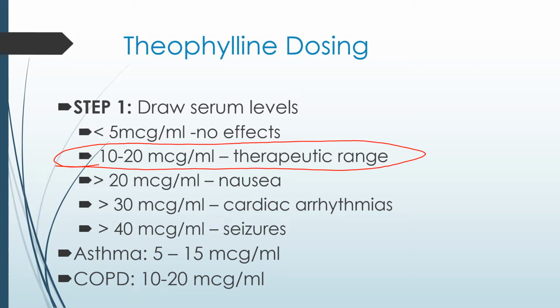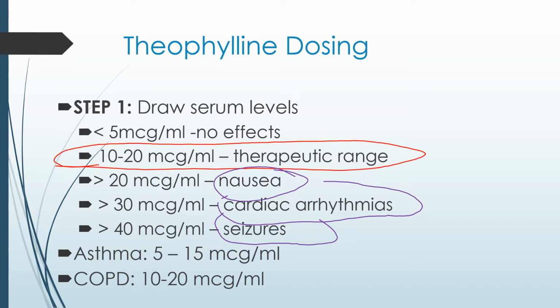Anything higher than that, the first symptom that they're going to see is nausea, right? They're going to feel that GI upset. Then if they get over that into the 30 mic range, cardiac arrhythmias can start to go on, and then seizures, right? So we see those things in that step order: nausea, then cardiac arrhythmias, then seizures, and anything over 40 mics per ml on their serum levels.